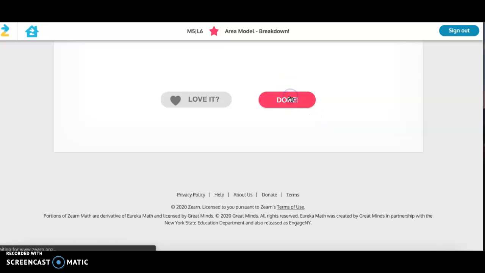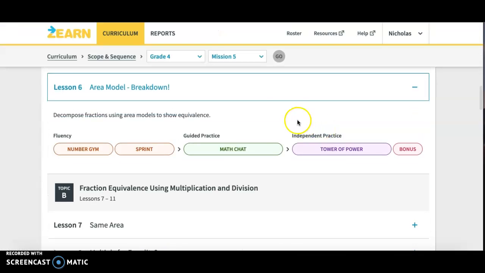So this model is a really good example of how to use the area model. Today you're going to be following through your normal set.